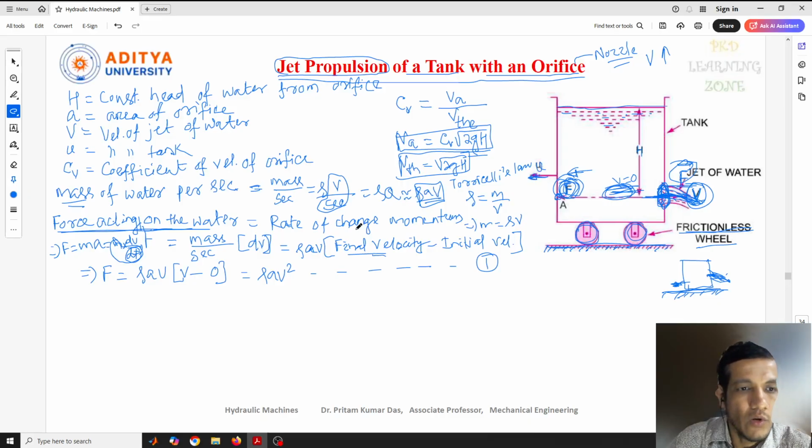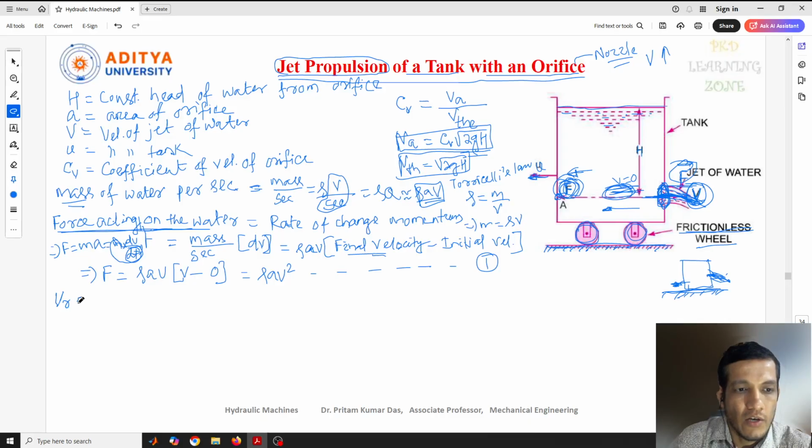That's why U, which I have already written here, is the velocity of the tank. We cannot consider only the velocity of the jet, because due to the force of the jet, the tank started moving in the reverse direction. There are two different velocities and two different moving objects, so we need to consider the relative velocity of the jet with respect to the tank.